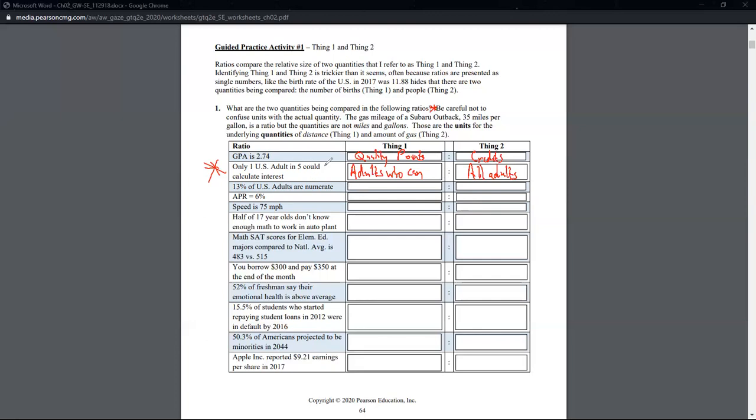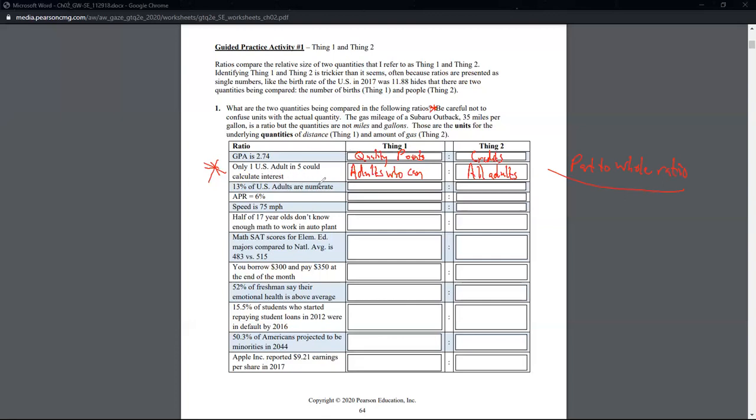If I had 100 people in total, that means 20 would be able to calculate interest, and then there'd be 100 total, meaning 80 couldn't. So this is what we call a part to whole ratio. This is very, very common. And again, it's going to be the answer to like half of these.